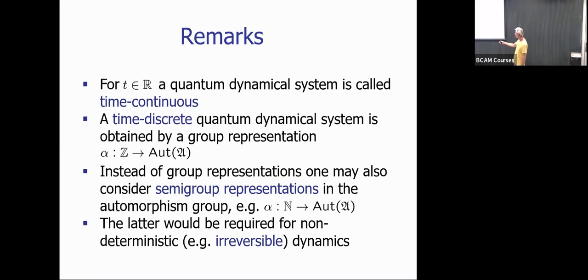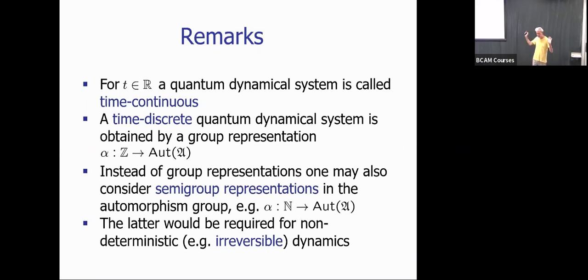But of course, you can also study other kinds of quantum dynamical systems. For example, you can consider a representation of the integer numbers into the automorphism group, and this would lead to a time discrete quantum dynamical system. And instead of allowing for group representations, where every element has an inverse element and therefore the dynamics should be invertible and deterministic, we can also consider semi-group representations. For example, a representation of the natural numbers into the automorphism group. This would be required for the description of non-deterministic, namely irreversible dynamics.